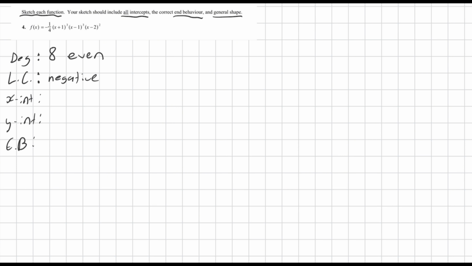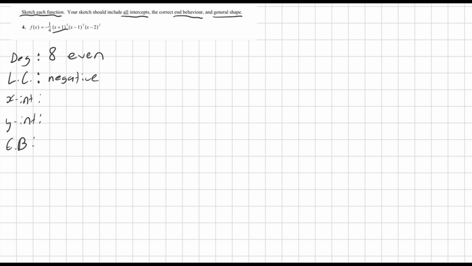Now x-intercepts, we get them from here. These 3 will give us our x-intercepts, and the reason why that happens is you have to remember that to get an x-intercept, y is equal to 0. So if we just make this 0, we know that if any of these brackets equal 0, then this whole side is going to equal 0 because 0 times anything is going to be 0. So that's why it does that.